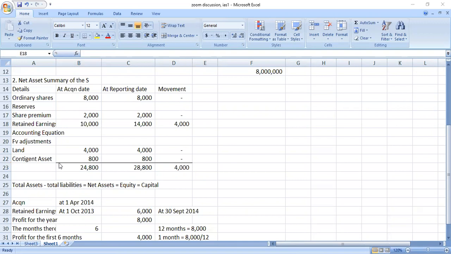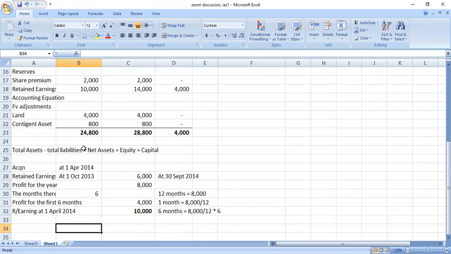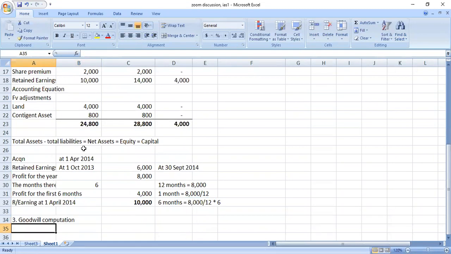So after getting this step two, the next step is step three. You have to determine whether it's goodwill or actually there's what we call a bargain purchase. For our question three, I think they bring goodwill, not bargain purchase. So goodwill computation. Goodwill arises on a condition that the fair value of the consideration, the money that you paid to acquire the net assets, should be greater than the fair value of the net assets acquired. That is when you shall have goodwill.